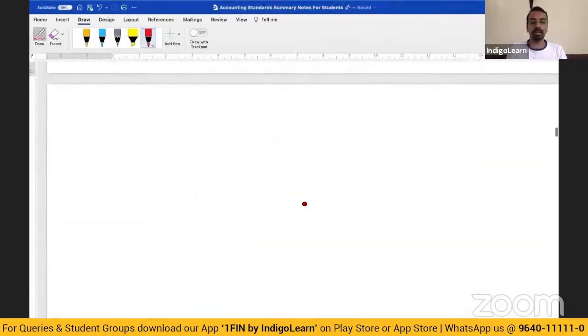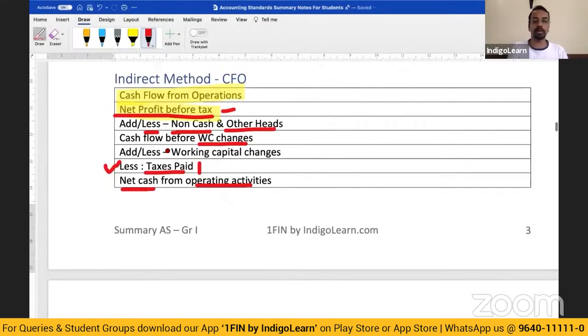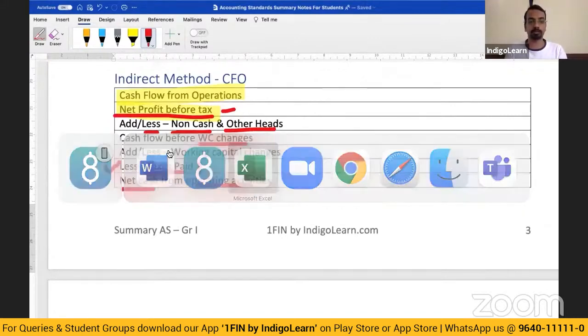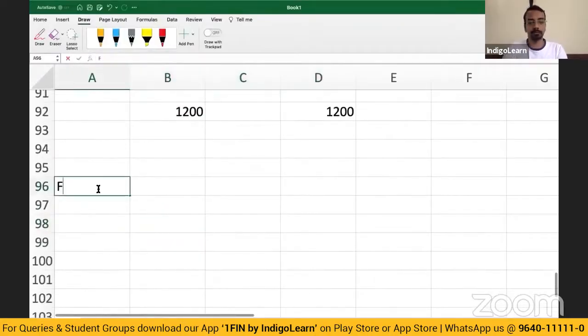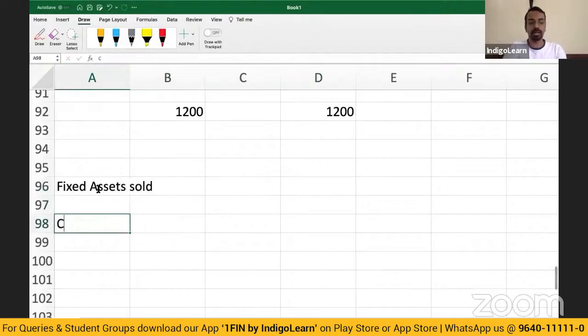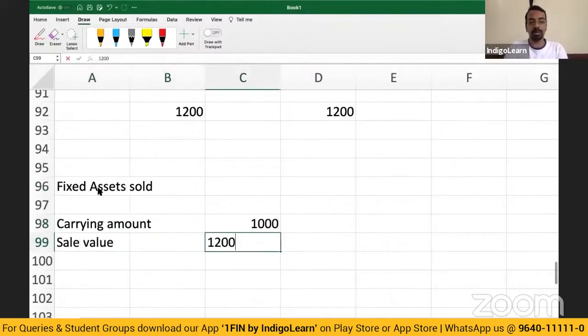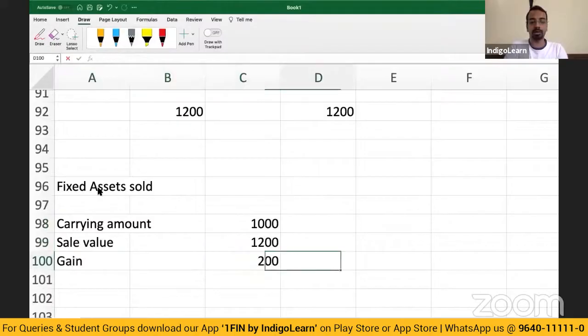Before I move to AS 10, I have to also explain one more aspect regarding fixed assets sold. So you have fixed assets sold. When I say fixed asset, it is PPE. Let us say carrying amount is 1000. Sale value is 1200. Gain is 200. Now this is the gain which will be credited to P&L.